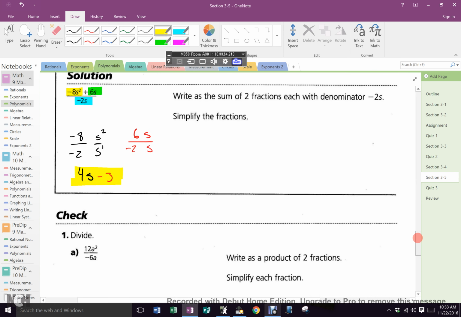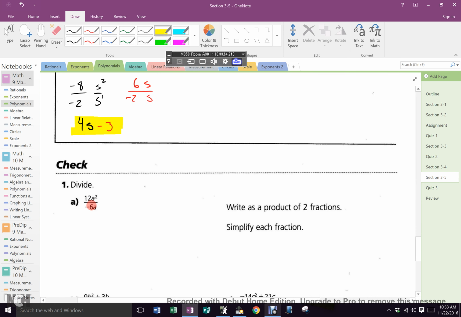Letters with letters, numbers with numbers. So what do I got in the numerator? 12, and I got a squared, right? What am I dividing that by? Negative 6. Where does the negative 6 go? In the middle, with the 12, because numbers go with numbers. Where does the a from the bottom go? With the other a. What's the exponent there? 2.